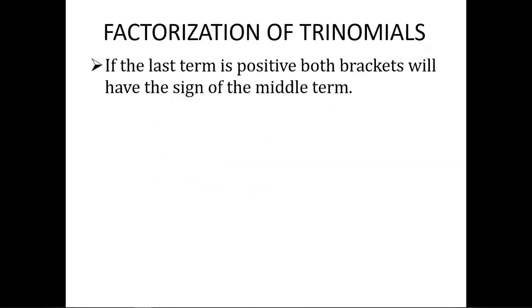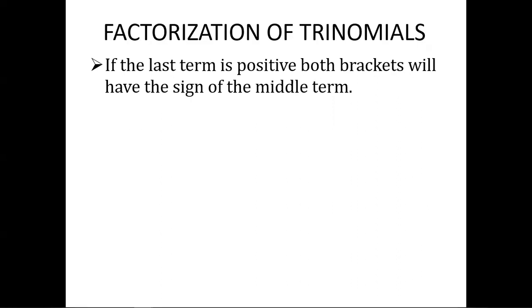Okay, if the last term is positive, both brackets will have the sign of the middle term. I repeat, if the last term is positive and we are factorizing, we're going to have 2 brackets. And both of those brackets, we're going to have a binomial in each bracket, and both of those brackets will take the sign of the middle term.